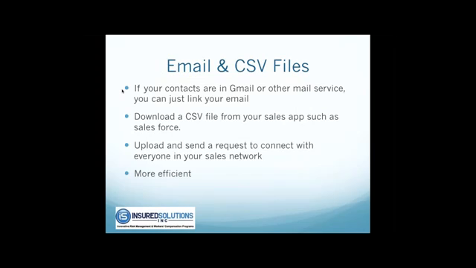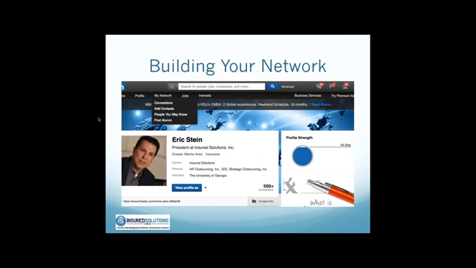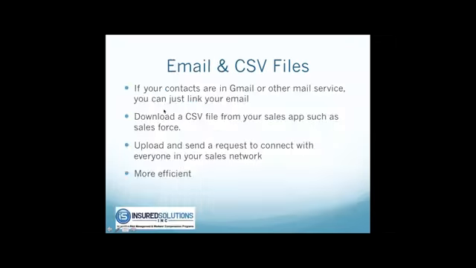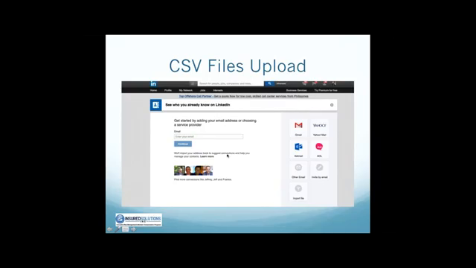Another way to do it is to either link your email or to upload a CSV file, a comma separated value file. When you do this, all you're going to do is go back up to My Network and click Add Contacts. When you do that, what it's going to give you is this right here. If you're using a Gmail or a Hotmail or a Yahoo or AOL, you can just type in your email, and this will look at all your contacts in that email server, and it'll send out either a connection request to them or an email to them saying that, hey, so-and-so is on LinkedIn. Would you like to join and connect with them as well?